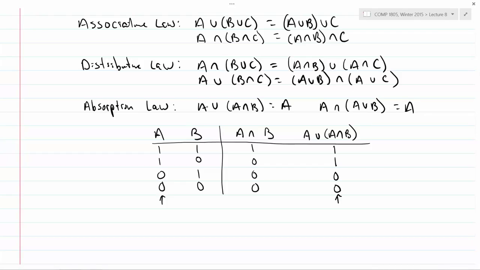And a similar thing happens in the other case, right? You add on some elements that maybe weren't in A, but when you intersect it with A, you get rid of all of those, and that's why you end up with A. That's the intuition for that rule.